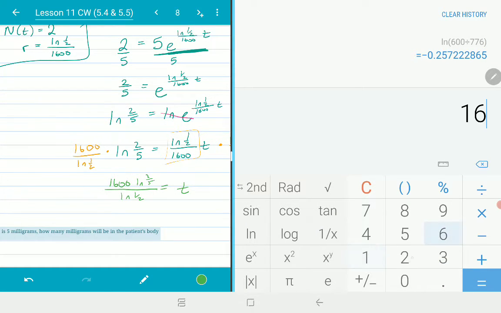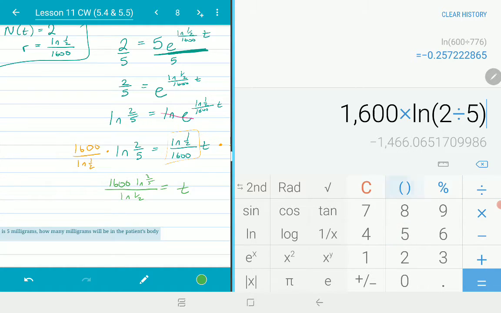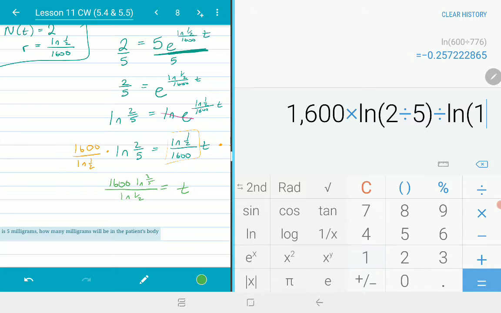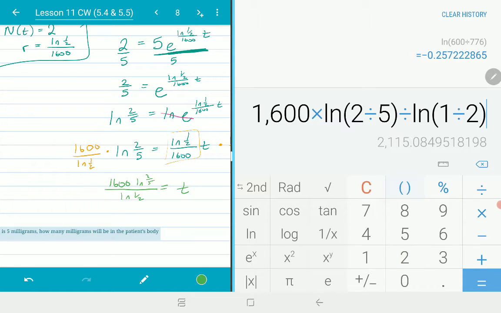I have 1600 times the natural log of 2/5 divided by natural log of 1/2. So that is approximately 2,115 years.